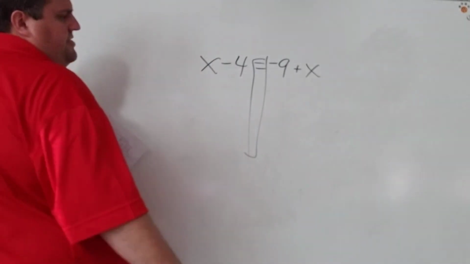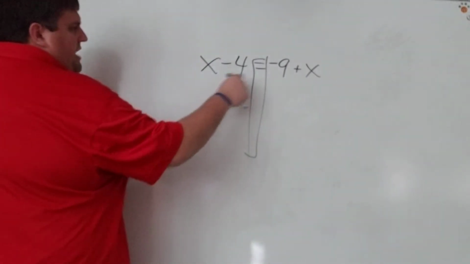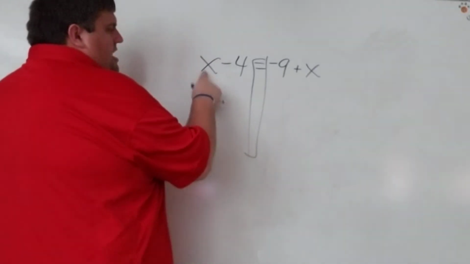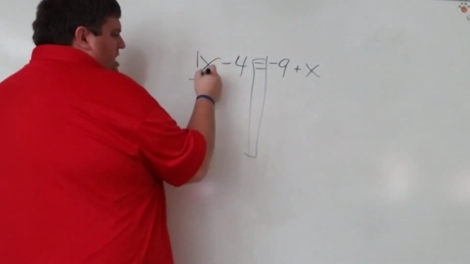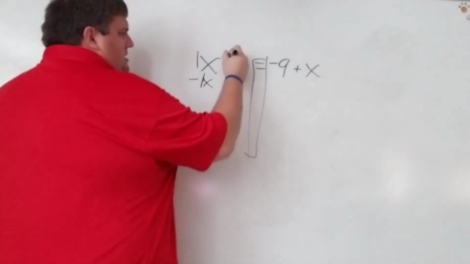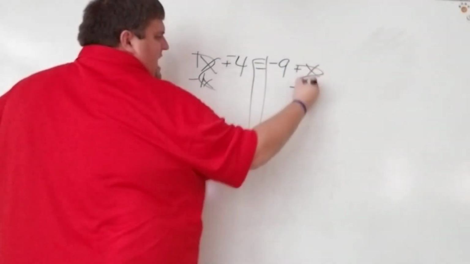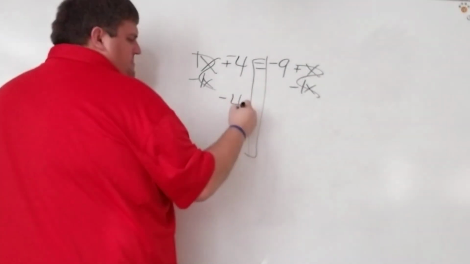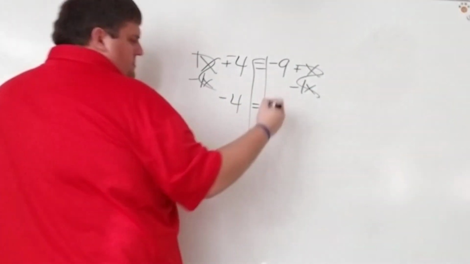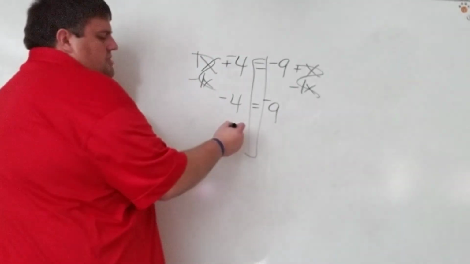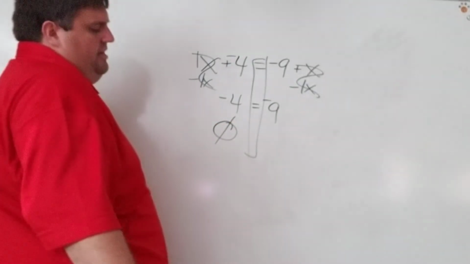So in this case, I don't have the distributive property, no like terms. I do have variables on both sides. This one's pretty easy, right? If I want to get rid of a variable, I'm going to subtract 1x. They both cancel out again. This time, again, I am left with different numbers. Negative 4 does not equal negative 9. So this is no solution again.